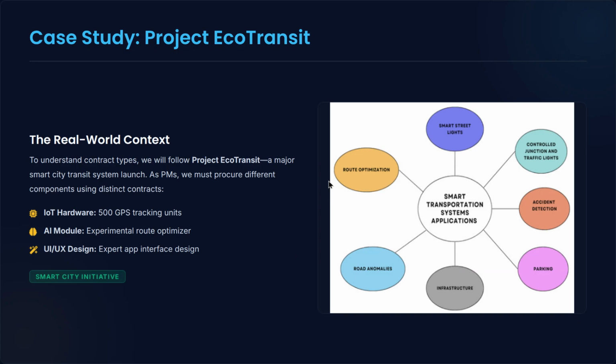To bring these abstract ideas to life, let's look at the real-world case study. Imagine we are managing Project EcoTransit, a massive initiative to build a next-generation smart city transit system. This project is highly complex. It has standard hardware needs, highly volatile software development, and specialized creative consulting. We can't use a single contract type for the entire project. Instead, we have to strategically map our sub-deliveries to different contract structures. Let's look at our first component.